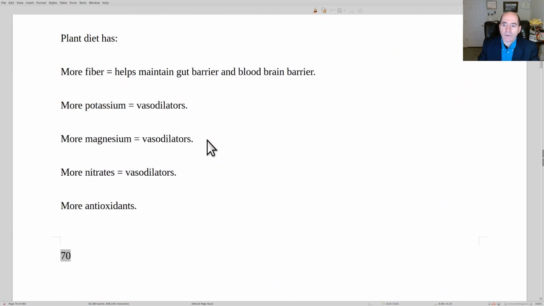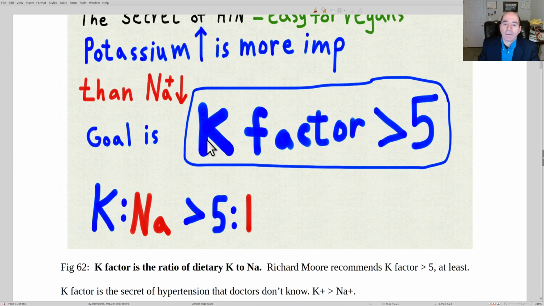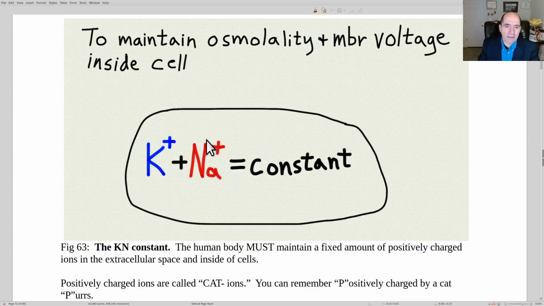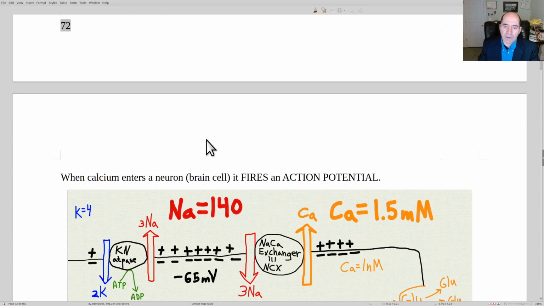Sorry for zooming through all these, but remember the K factor. You need to eat a lot more potassium than sodium. Should be at least 5 is what Moore says, but really you want it to be at least 10. I think Moore went a little bit too soft on there. Okay, and our ancestors probably ate about 25.